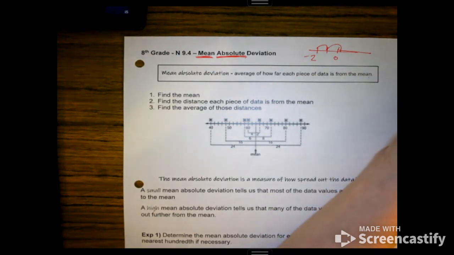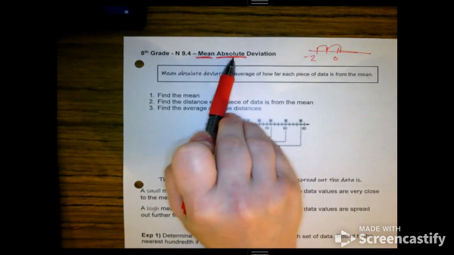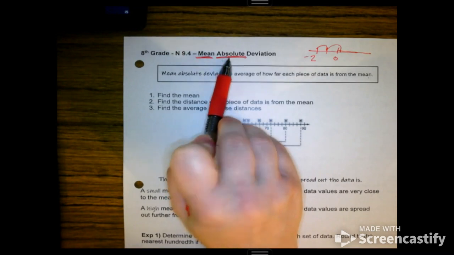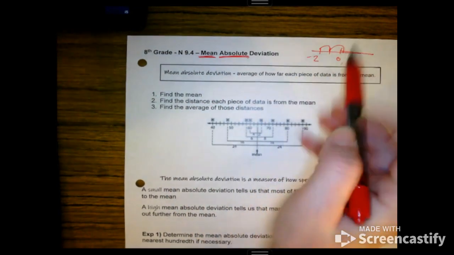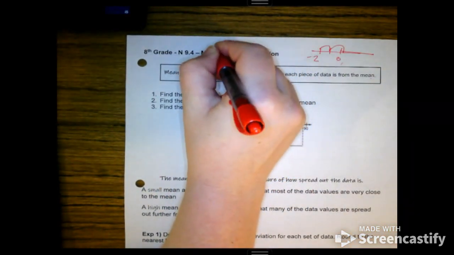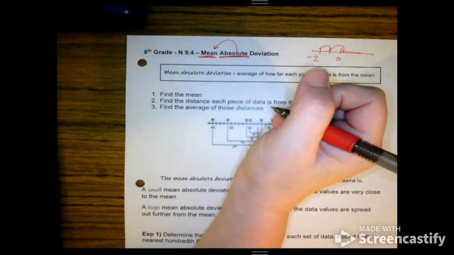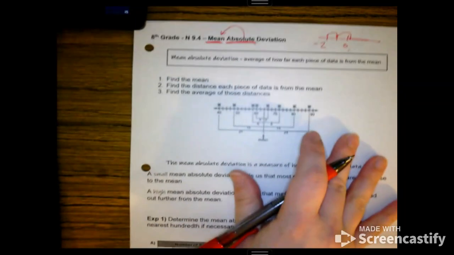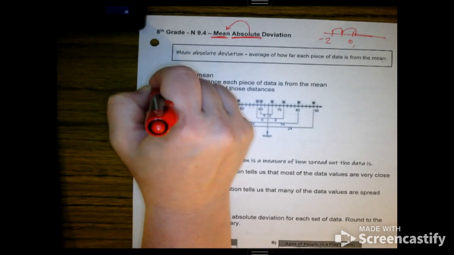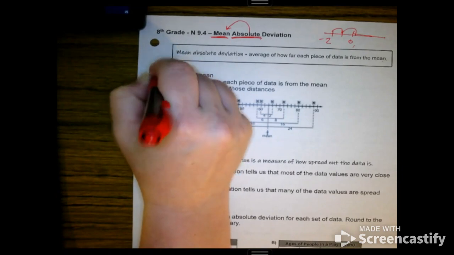Somebody said, well, if you run backwards. If you run backwards 2 miles, is it any different than running 2 miles? No. Direction doesn't matter. Distance is always positive. All right, so instead of determining the distance from 0, we are determining the distance from the mean.